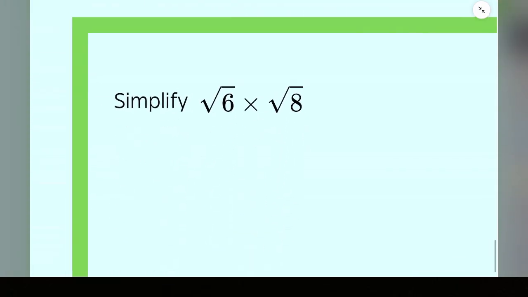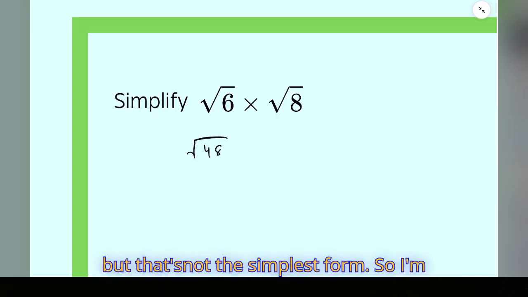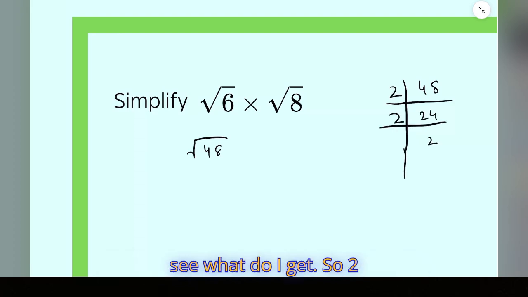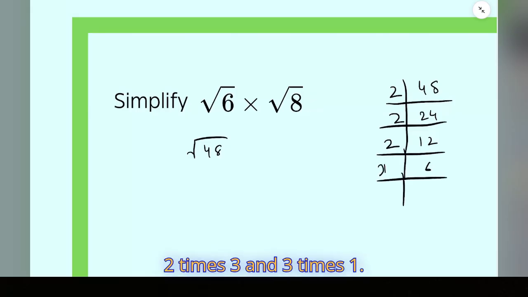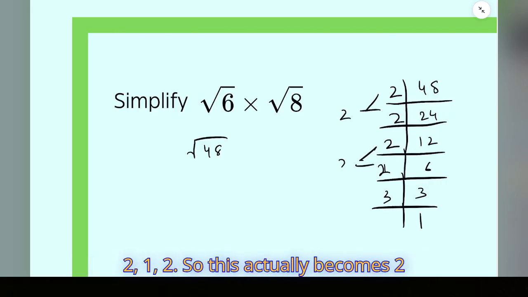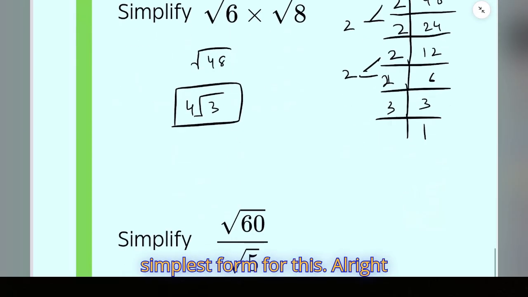Root 6 times root 8 becomes root 48, but that's not the simplest form. So I'm going to prime factorize, and let's see what I get. 2 times 6 is 12, and then 2 times 3 and 3 times 1. So these two pairs taken into account, this actually becomes 2 times 2, which is 4, and then inside the surd is a 3. That is the simplest form for this.